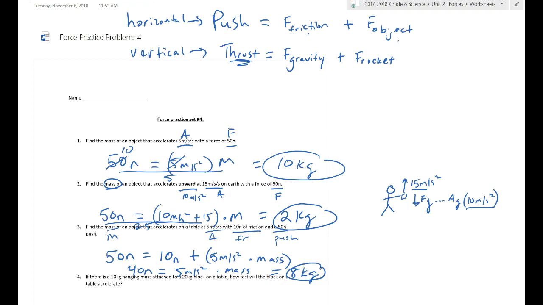So really, as we're thinking this through, if we've got a total force of 50 newtons, that's the push that we put onto the object, unfortunately, we've wasted 10 of those newtons of that push on friction.